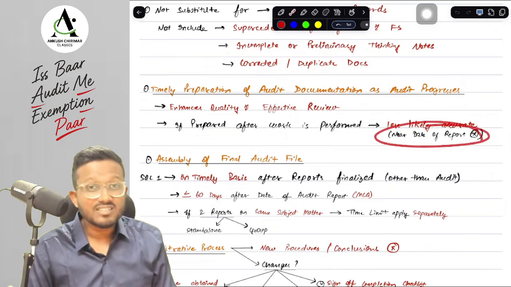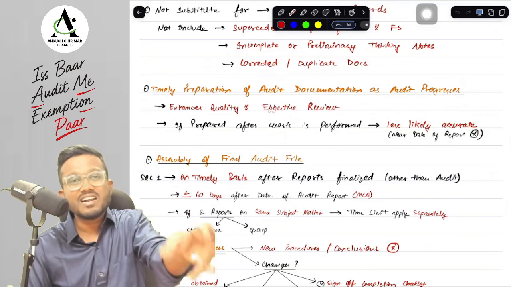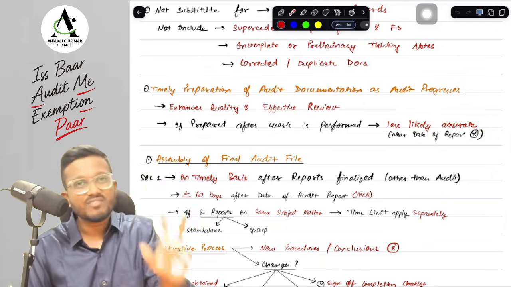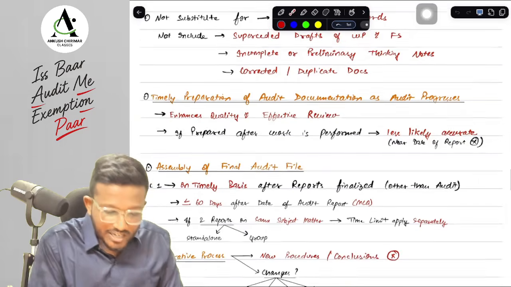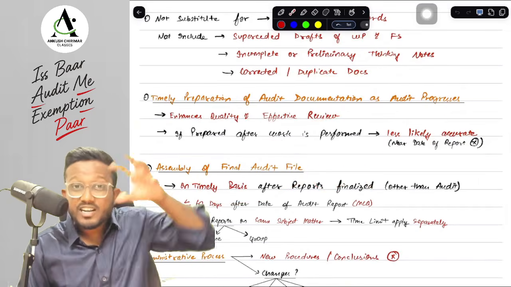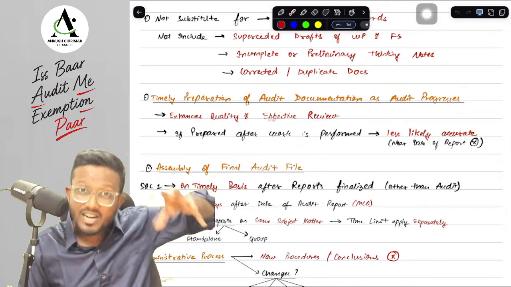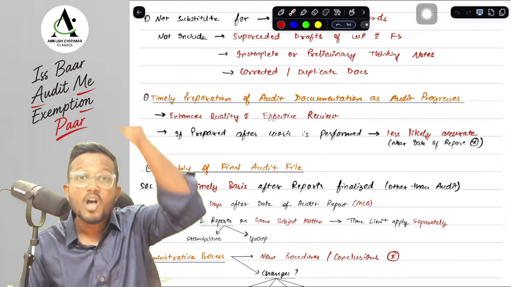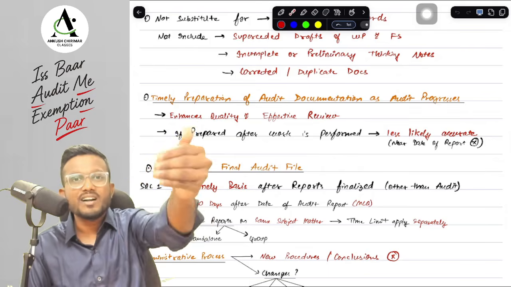So if in the question it is asked that the audit documentation was being prepared near the date of the audit report, will it be allowed? No, sir, it will not be allowed. Here, remember, audit documentation is different and final audit file is different. Final audit file is prepared after the auditor's report. Audit documentation is prepared with the audit. Okay, yes, sir.